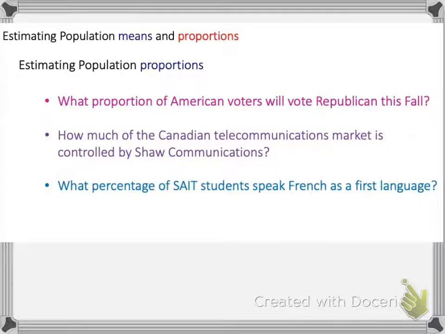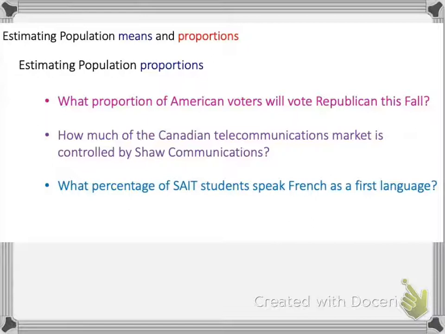When you are talking about estimating the population proportion, you are thinking about answering questions like these. What proportion of American voters will vote Republican in the fall? Well, not this fall. Actually, that will be this fall, yeah, this fall, because the American elections are coming up, right? So what proportion will vote? That would be estimating the population proportion. So it's a fraction, right?